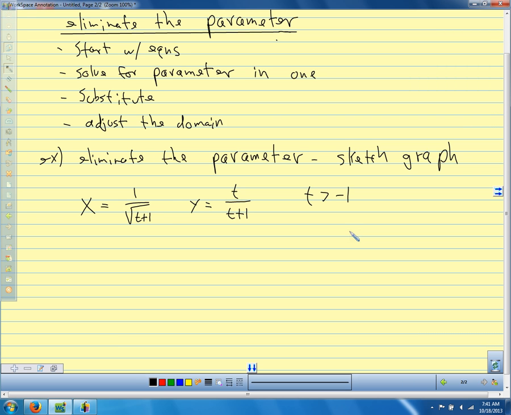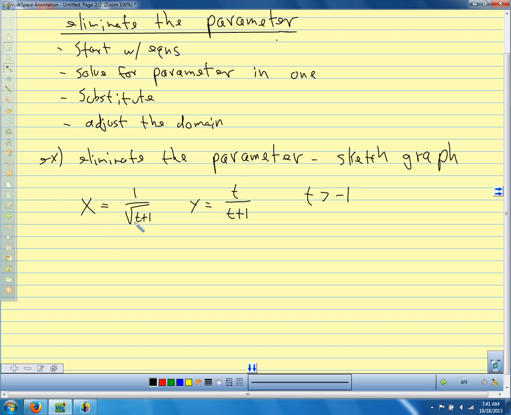Looking at x and y, which one looks like it's going to be easiest to work with? We have x, several x's. So those of you that said x, why would x be easier to work with? There's only one t. Here we have a t in the numerator and the denominator. So that, to me, says that's going to be more complicated. So let's work with the x.